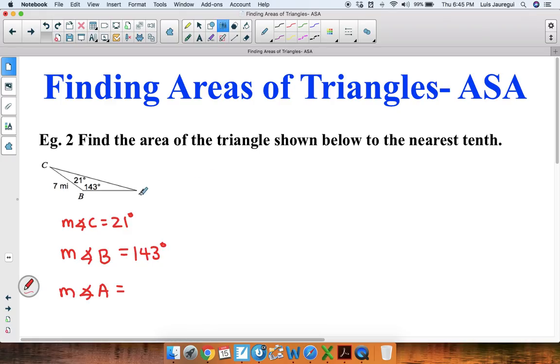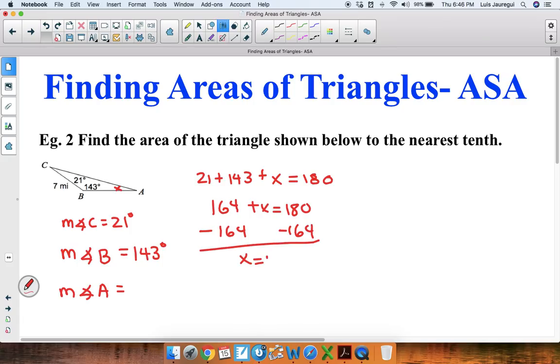Well, let's use the fact that those angles are interior angles in a triangle, so their sum is equal to 180 degrees. So we can say, well, we have 21 plus 143 plus, let me call it x for now, that is equal to 180. So we have 21 plus 143 gives us 164, plus x is equal to 180. Subtracting 164 from both sides, we get that x is equal to 16. So this particular measure is 16 degrees. So the measure of angle A is equal to 16 degrees.